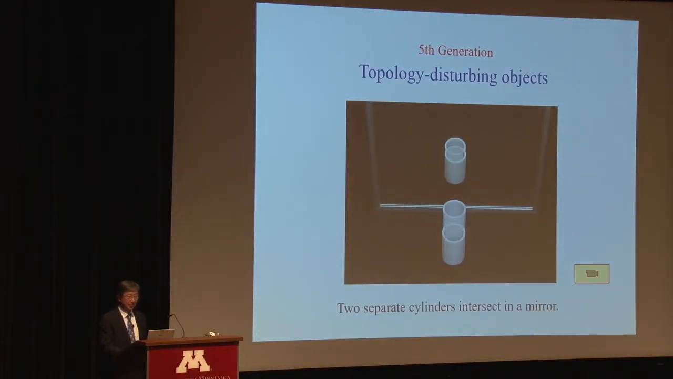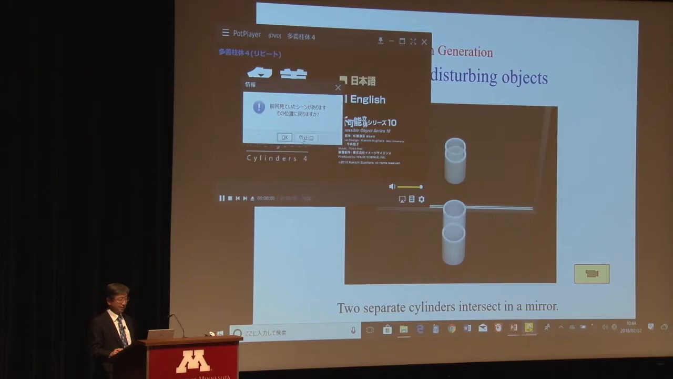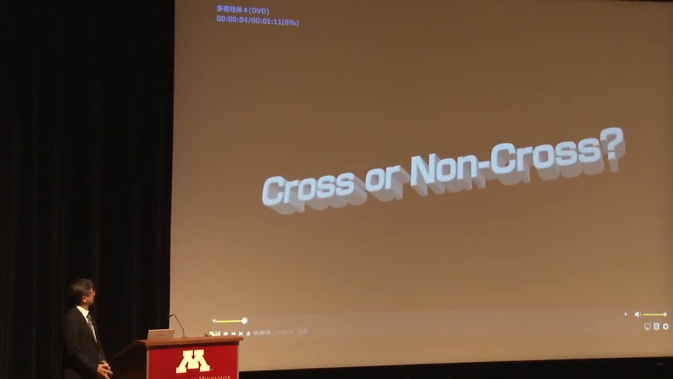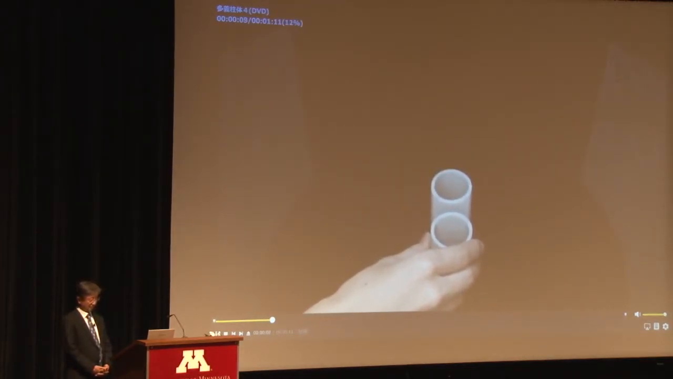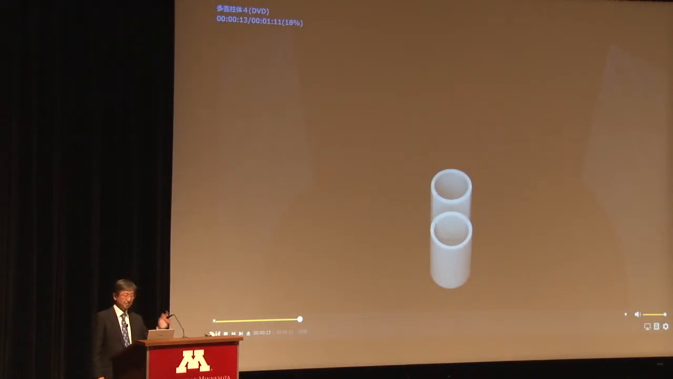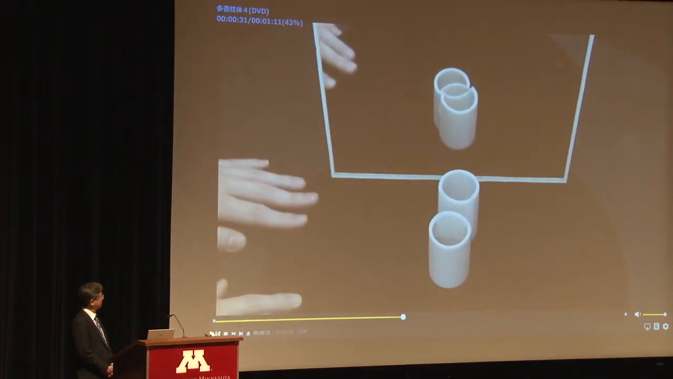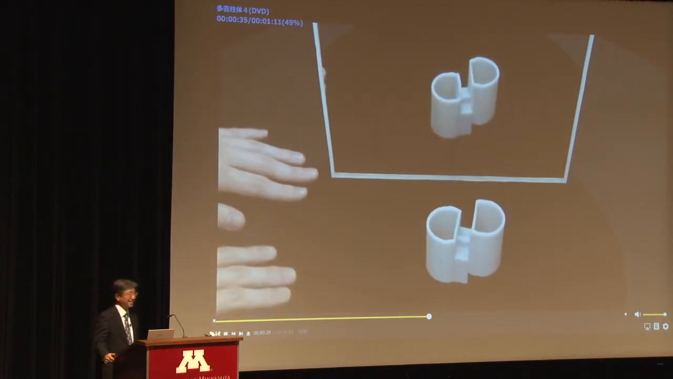Next, the fifth generation, I call it the topology disturbing object. The direct view and the mirror image both contain two circular cylinders, but the way of connection is different. In the direct view, they are separated, but in the mirror, they are intersecting. This one. This is a trick.